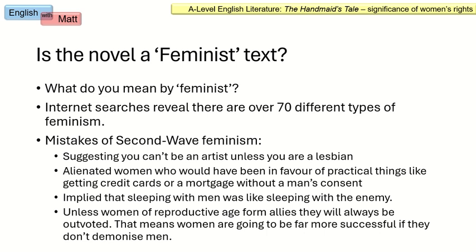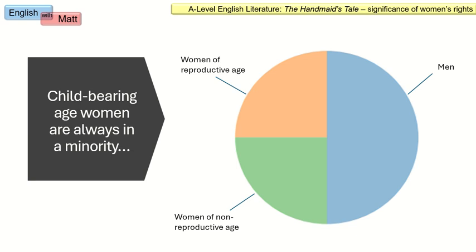And just to bear in mind that unless women of reproductive age form allies, they will always be outvoted. So that means that women are going to be far more successful if they don't demonise men. And to show you what I mean by this, look at this pie chart. Women of reproductive age are always going to be in a minority, because men and women of non-reproductive age are higher in numbers. So unless women of reproductive age reach out and form alliances with men and women, they will often find themselves in the firing line.